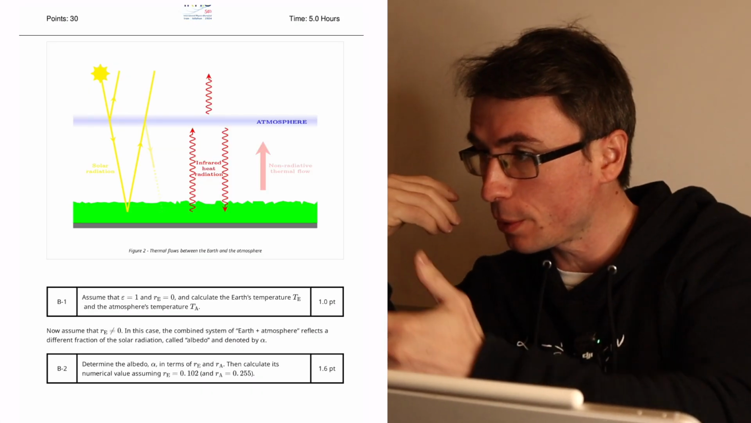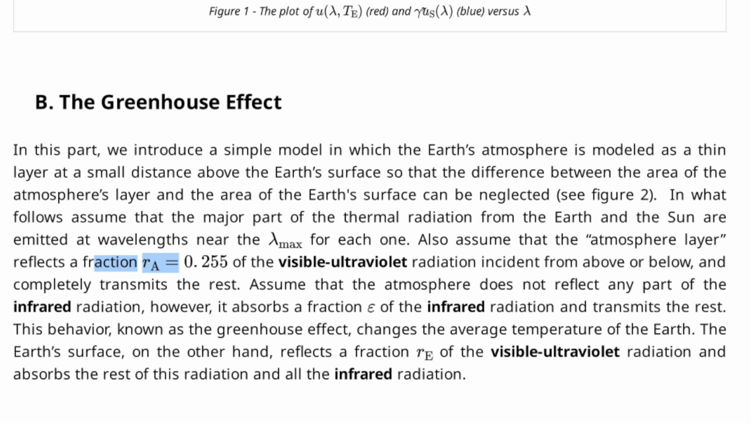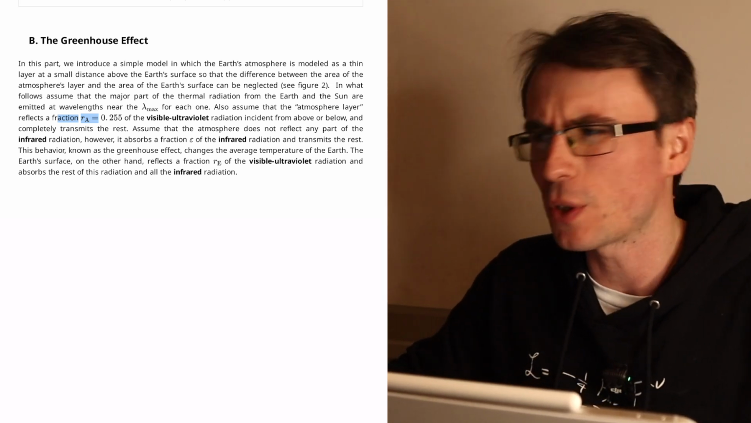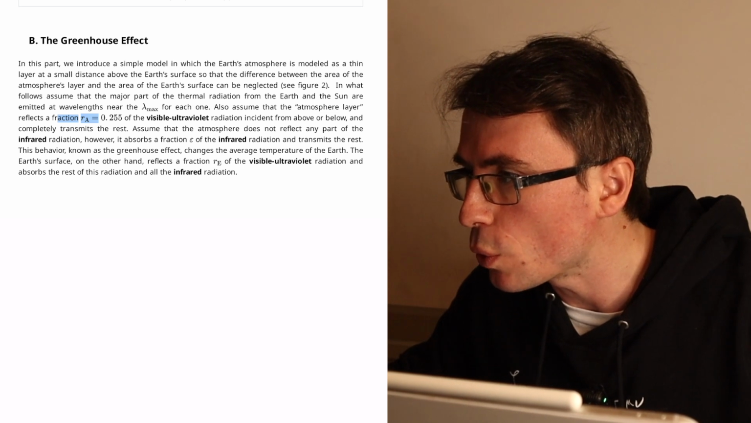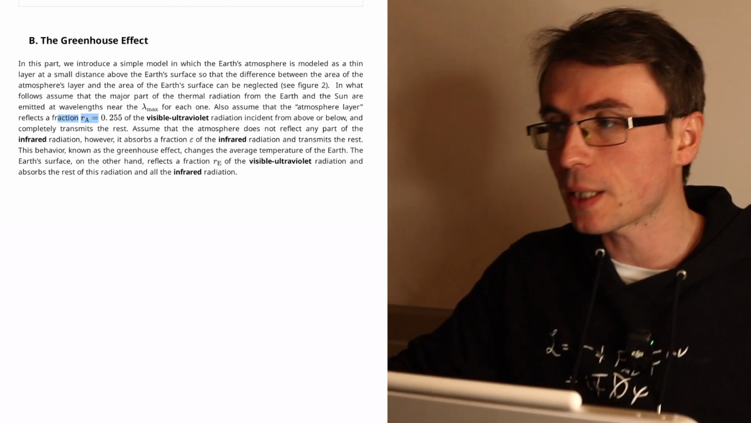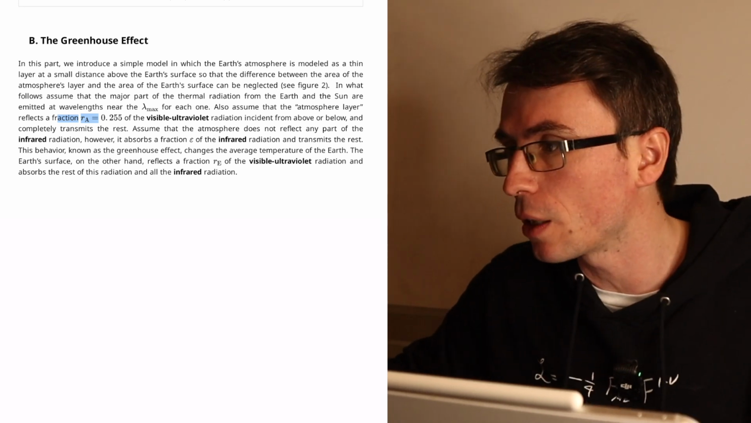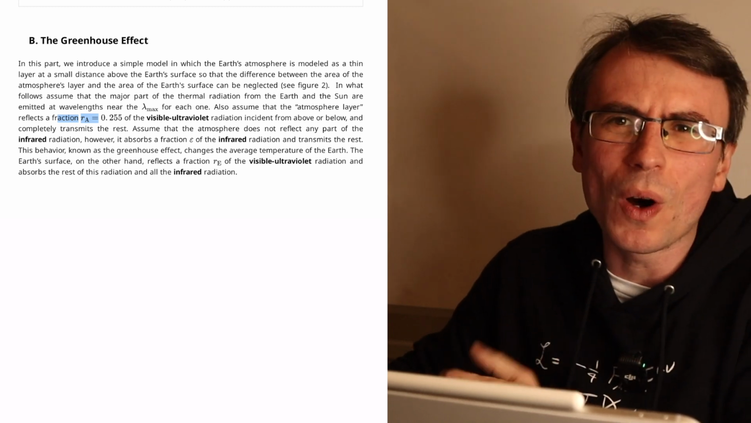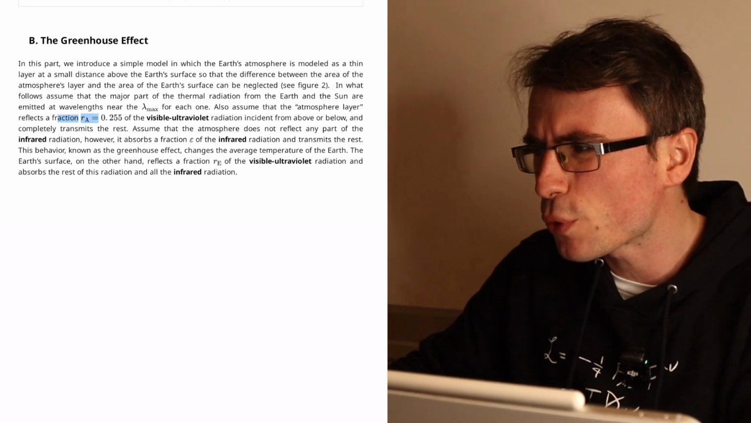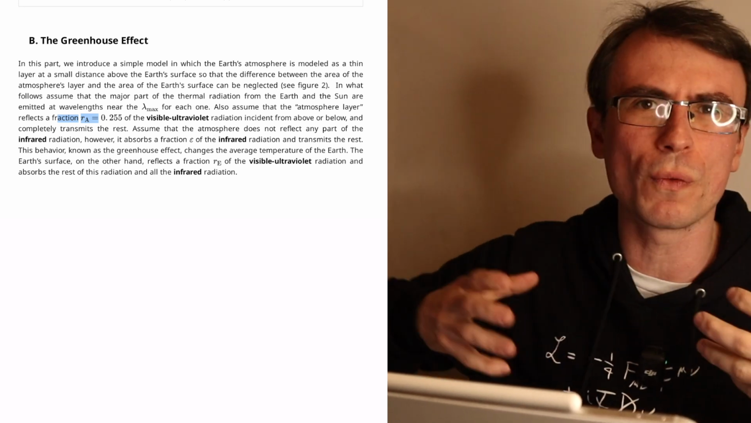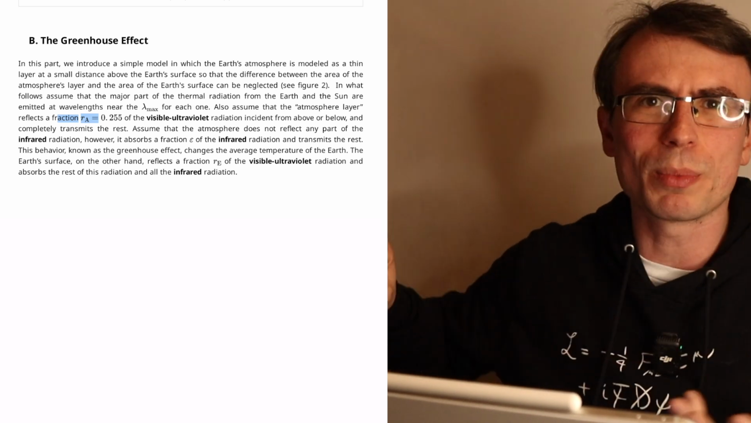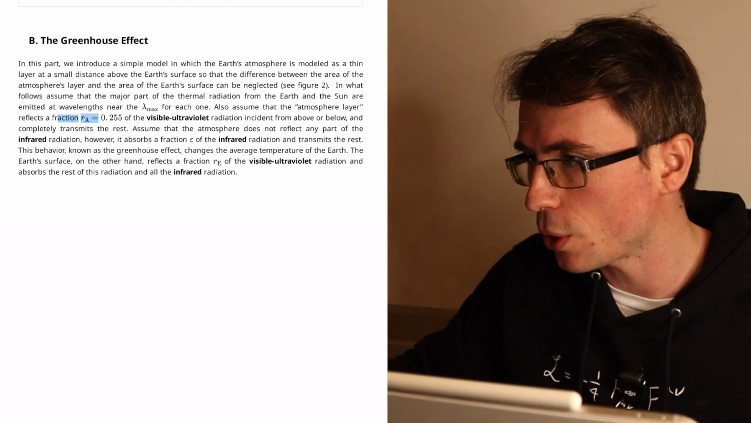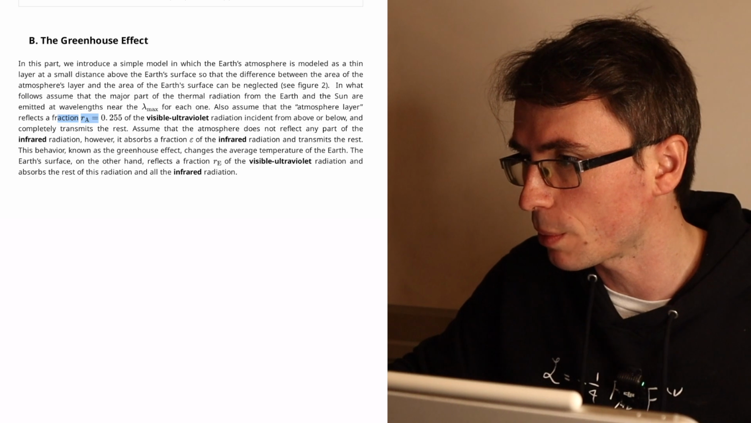So we introduce a simple model in which the Earth's surface is modeled as a thin layer. We have once again quite a lot of information. A couple of very important assumptions are given though. We're going to assume that the atmosphere layer reflects a fraction Ra of the incoming radiation, which is 0.255. It gives it as a fraction of the visible and ultraviolet radiation, but I am pretty sure that we have to assume that that's over the entire spectrum in order to be able to solve this, but we'll see in a minute. Assume that the atmosphere does not reflect any part of the infrared radiation, however it absorbs a fraction and then transmits the rest.